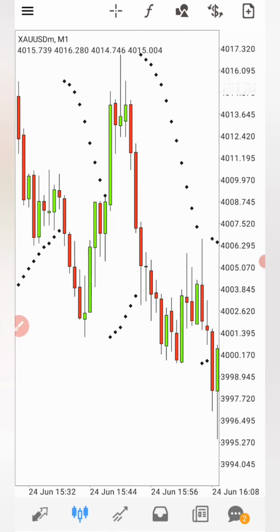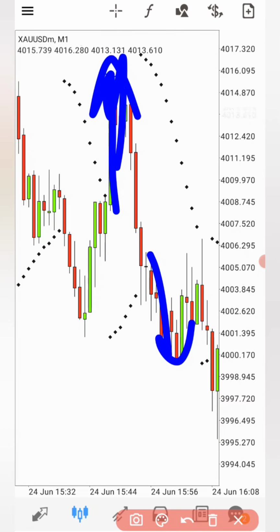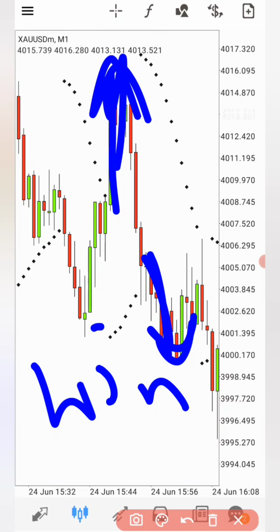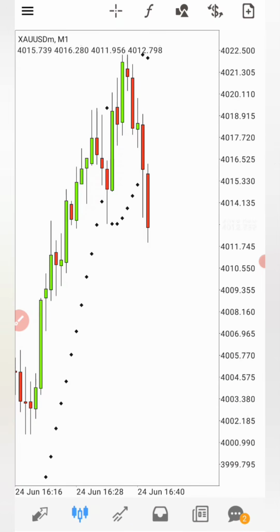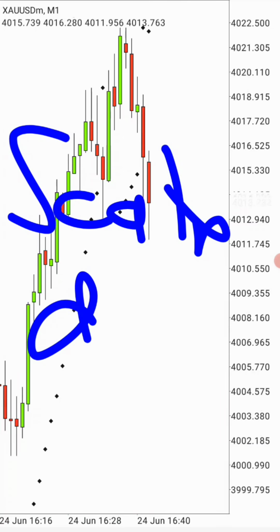Now on the 1 minute time frame, you can see that it gives you the direction which is actually happening right now. So when you enter in this actual direction, it's much easier for you to win. And now on the 1 minute time frame, you need to decide if you're going to be a scalper or a day trader.